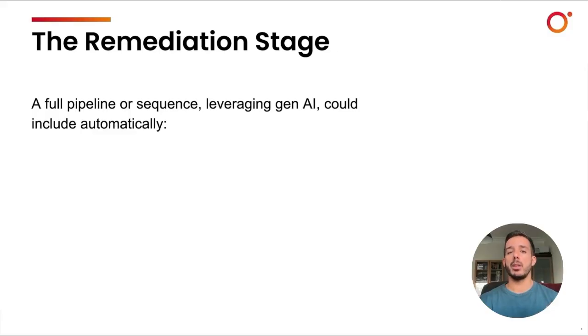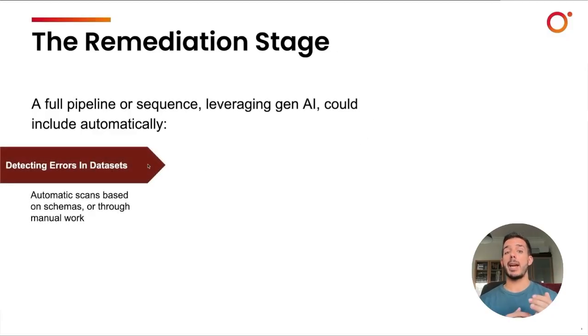What would a full pipeline or sequence leveraging GenAI look like here? Well, we could start by actually detecting the errors, right? Either automatically scanning incoming data based on a schema or running manual scans on datasets that you may already have. But either way, you find out about new errors to add to the remediation pipeline, if you will.